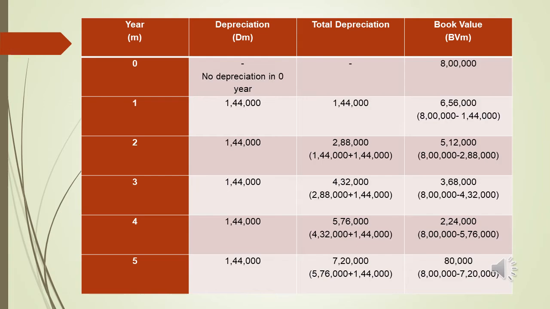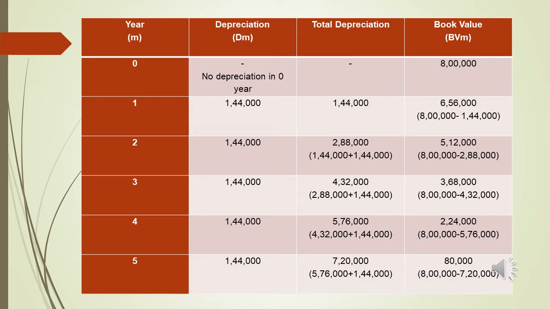So that is 6,56,000. Okay, so the book value of first year is 6,56,000. Okay, so whatever I have written in bracket is just for your indication, how I have got that value, for you all to understand. So we have got total depreciation as well as book value.